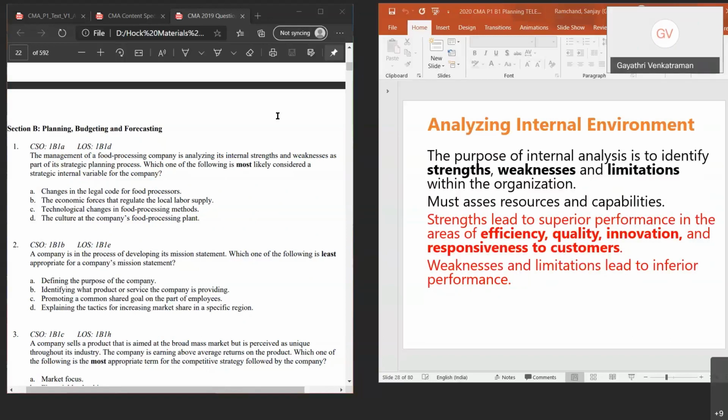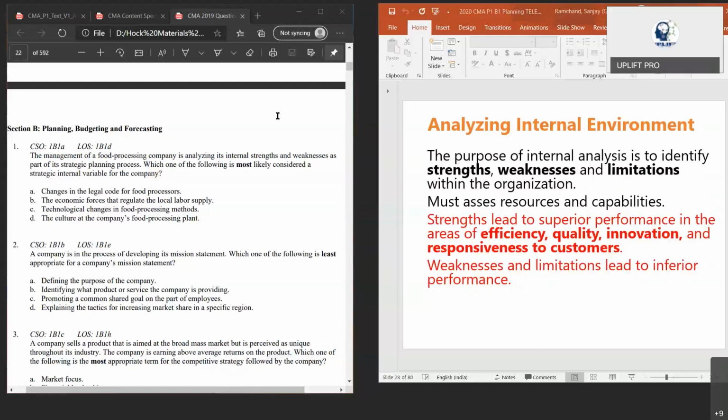Correct. So the first two are clearly external. Legal code and economic forces are clearly external. Technological changes in the food processing methods. When you say technological changes in food processing methods, it is not specific to your industry. It is specific across the food processing industry. That is why it can be external.